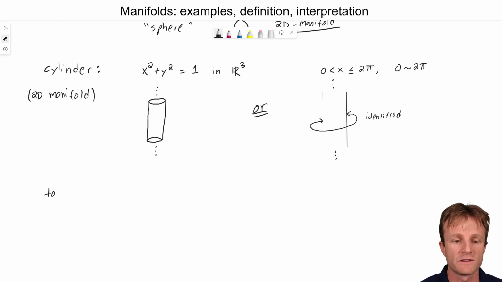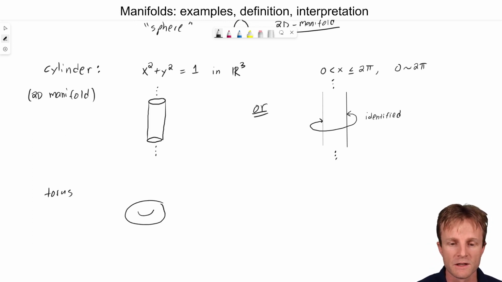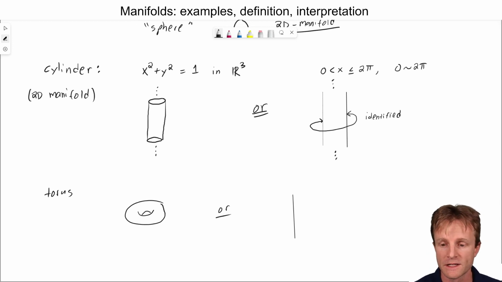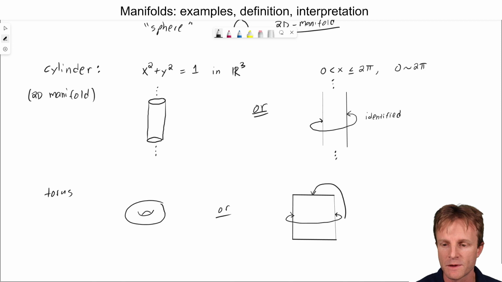Another example like this is the torus. We can think of the torus as some kind of donut-like thing, or we could now define it as a square in R2, where we identify both these sides with each other and the top and the bottom with each other.